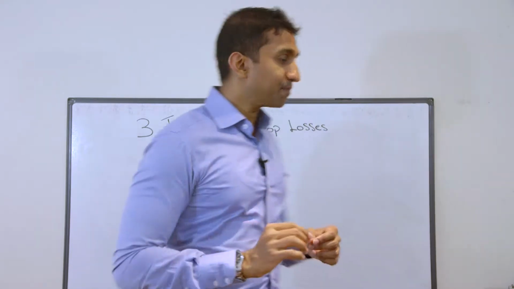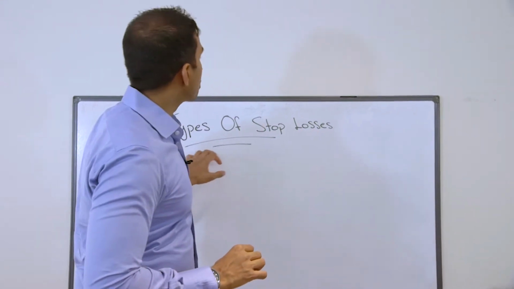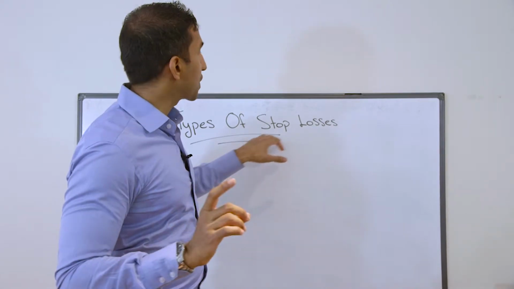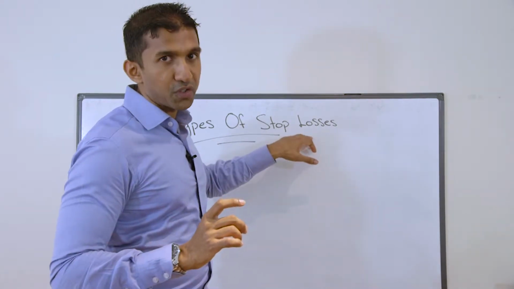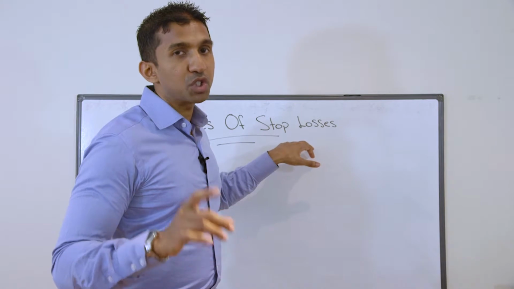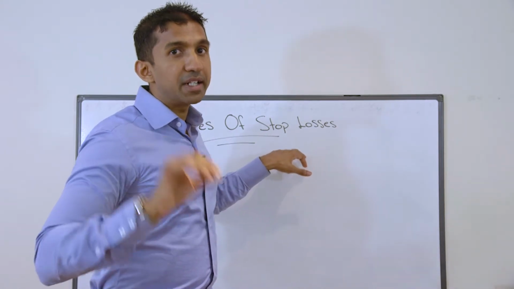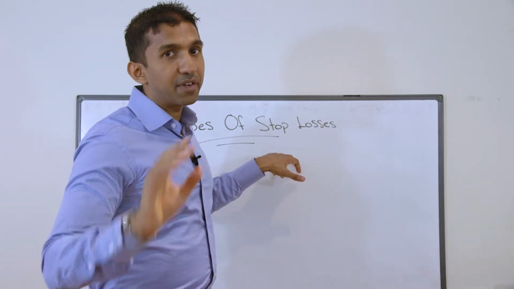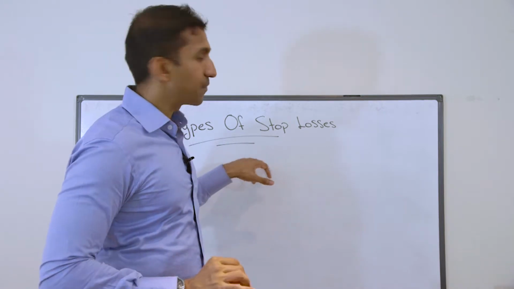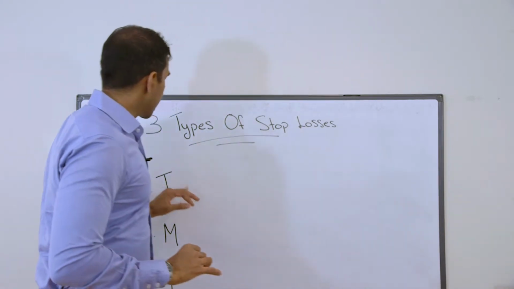Now in terms of that, we're going to be looking at the 3 types of stop losses and how to stop your loss when the market does something which is not favorable to you and not in the direction of the trade that you are taking on. So let's take a look at the 3 types.